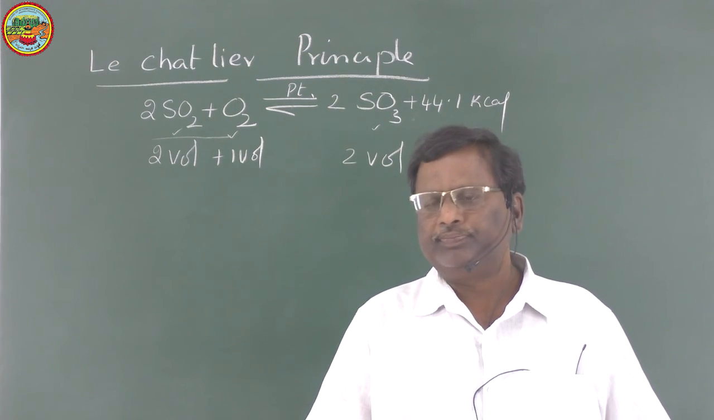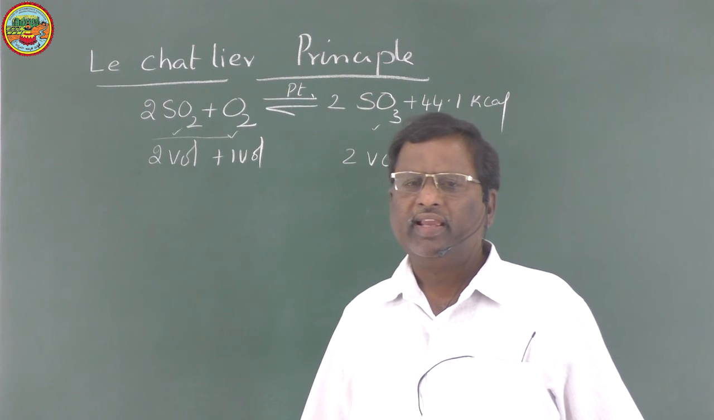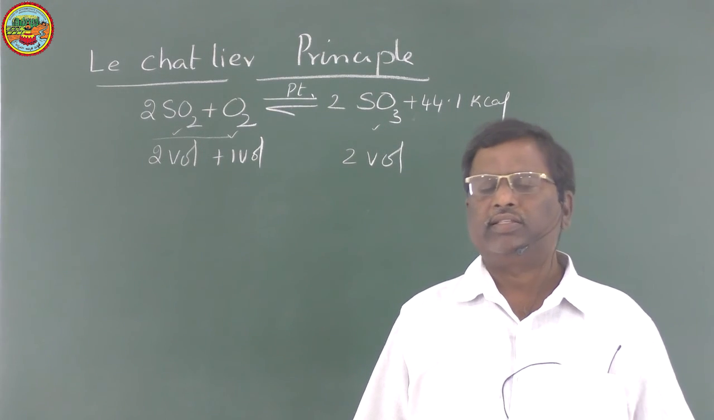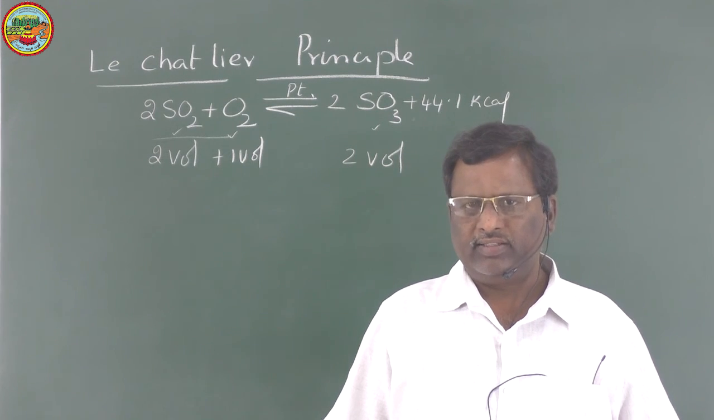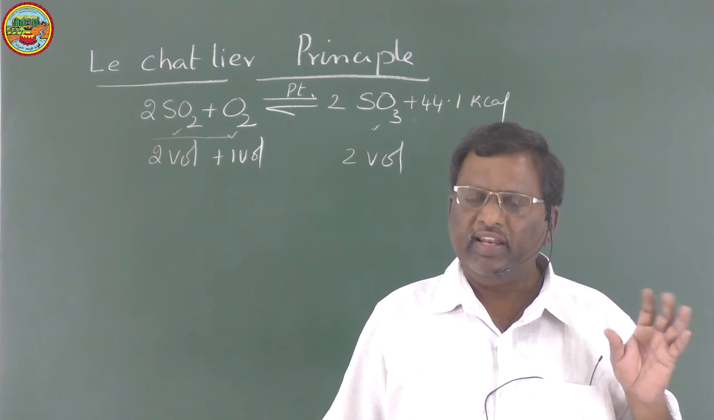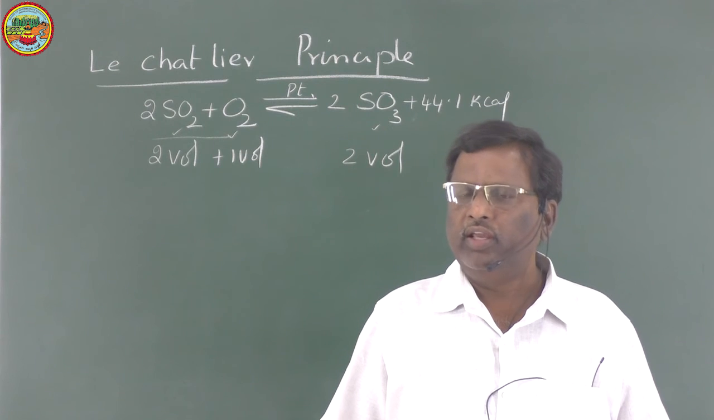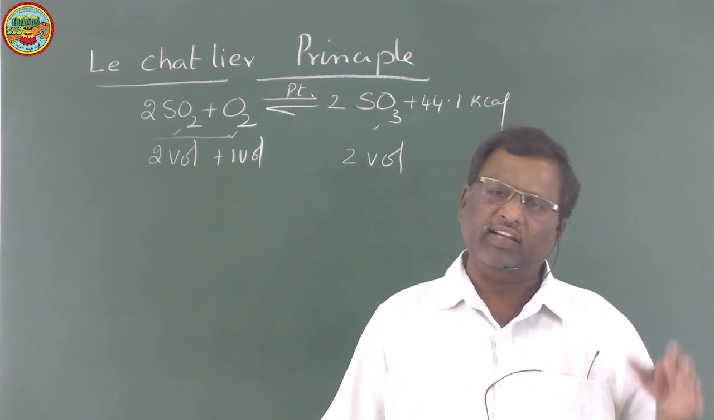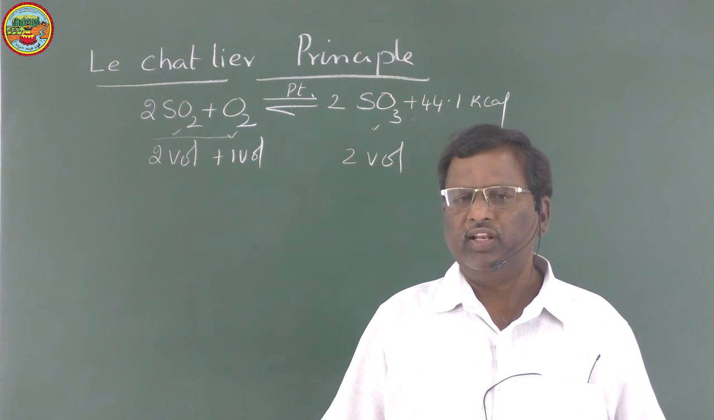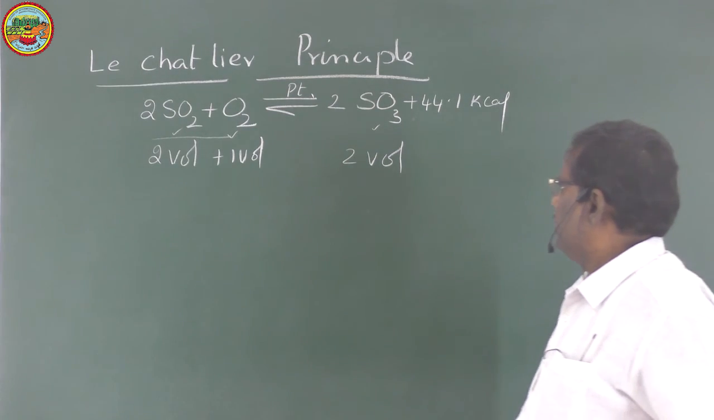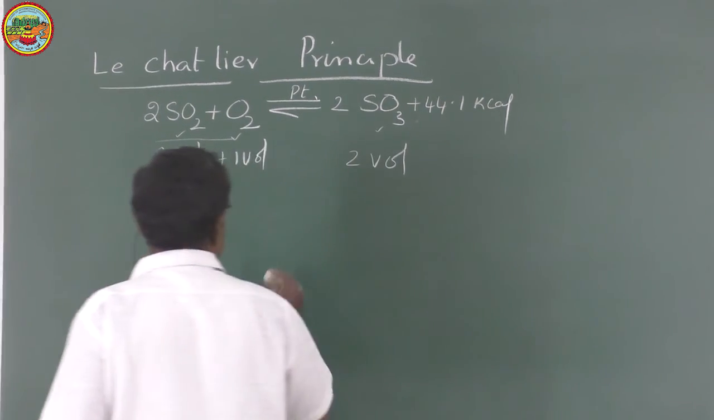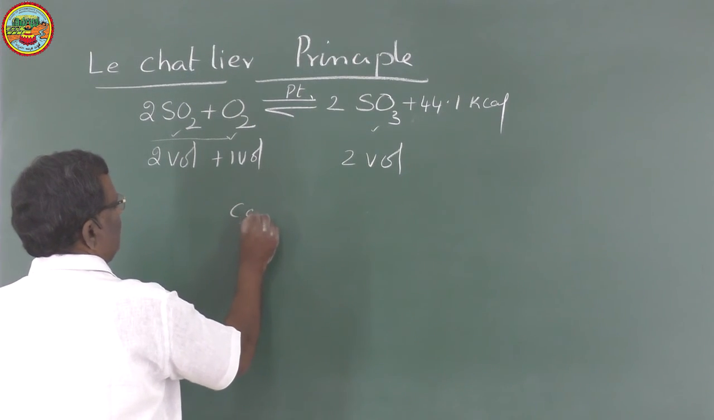Next, the fourth one is the catalyst. Here, platinized asbestos will act as a catalyst. Of course, after attaining equilibrium, the catalyst may not have any role, but to attain equilibrium at the earliest, the catalyst helps us.